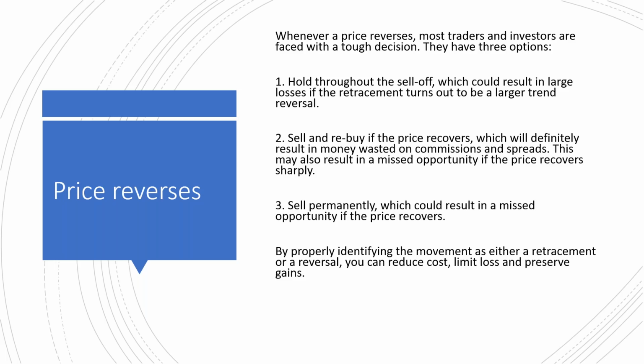You have to make some firm decisions. Okay, so you have these three decisions or three choices. And this is what makes the difference between you and the guy next to you. First, you can hold throughout the sell-off, which could result in large losses. The retracement turns out to be a larger trend reversal. And that's a problem. Because even as small guys, we hold it through that retracement and it gets a reversal, it might be too late or we end up getting on the market with losses. And that's something we don't want to do.